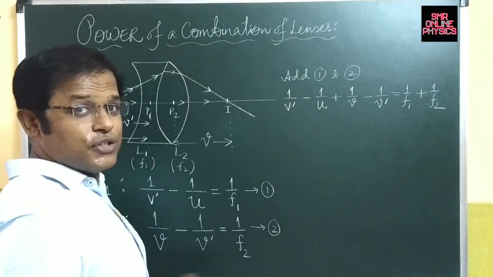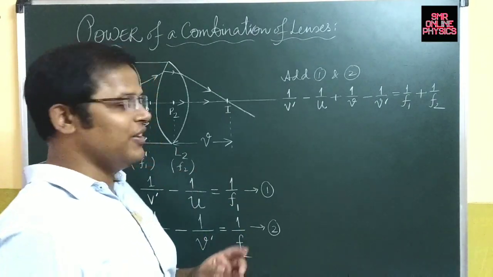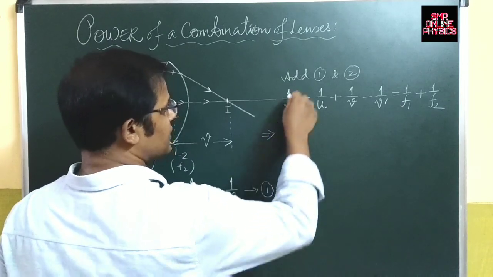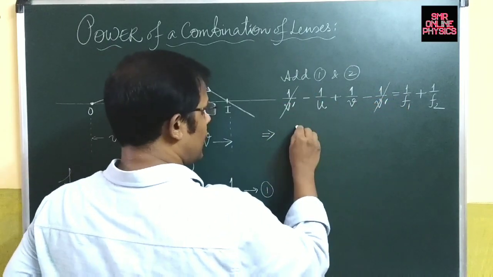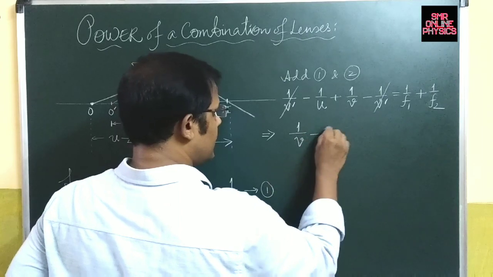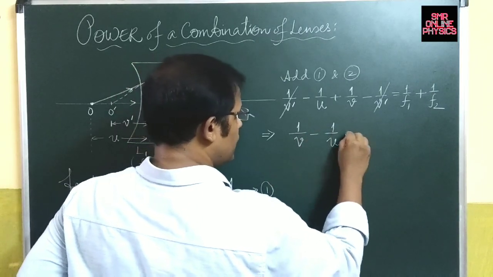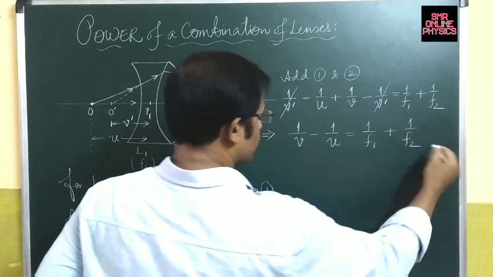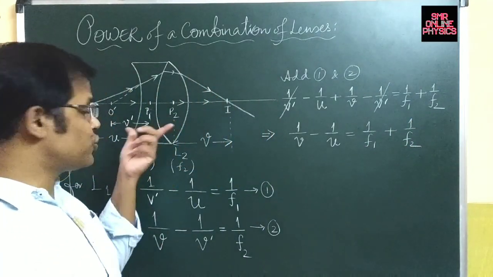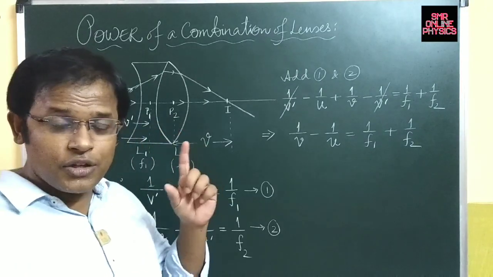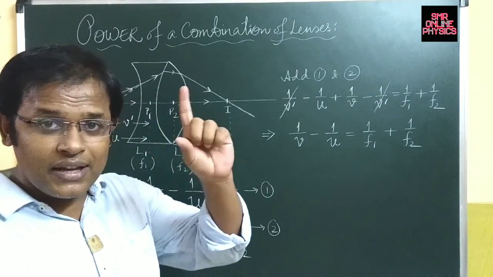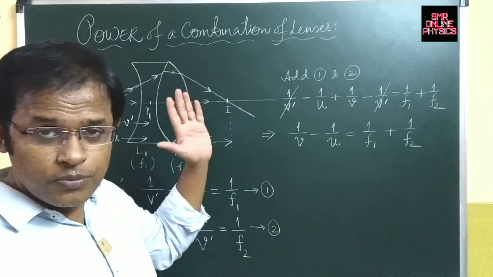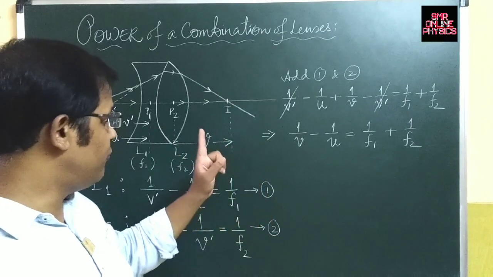So do not forget, you remember the power of lens definition. Here you can easily see that you lose this term and you're left with 1 by V minus 1 by U equals 1 by F1 plus 1 by F2. So it means that these two lenses combined are playing the role of a single equivalent lens for which the object distance will be U and the image distance will remain V.